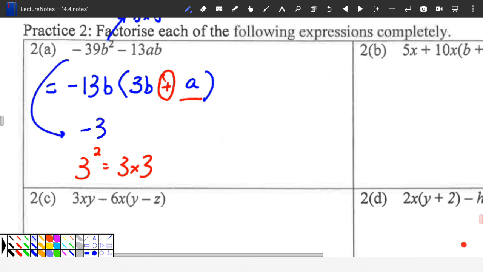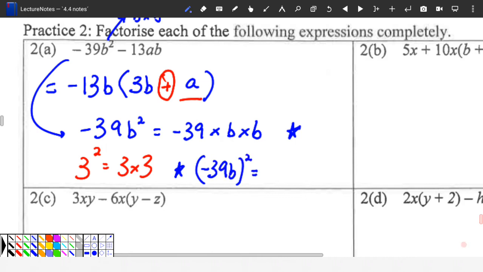Orlando, negative 39b squared is equal to negative 39 times b times b. Not negative 39 squared. No. Orlando is thinking negative 39 squared. No, there's no square. Understand? Yes, the square only applies to the b. Can you copy this down?